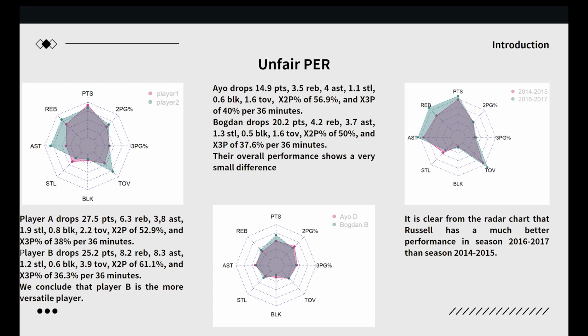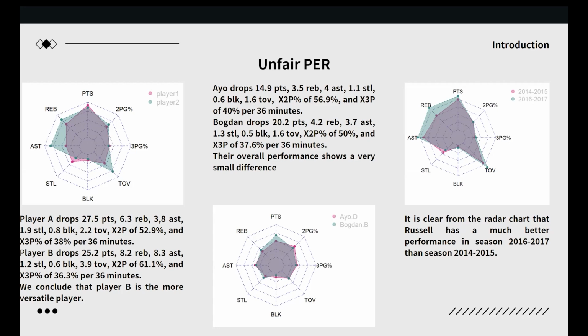What's the relative disadvantage of Russell? We spot his relatively higher turnover rate and lower shot percentage than AO and Bogdan. However, this is mainly because Russell shoots a lot more than the former.